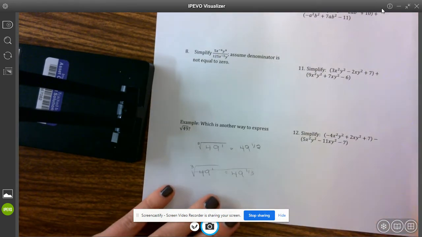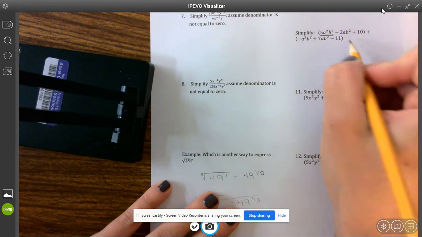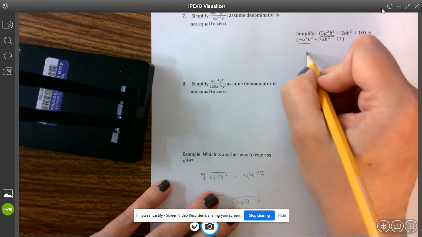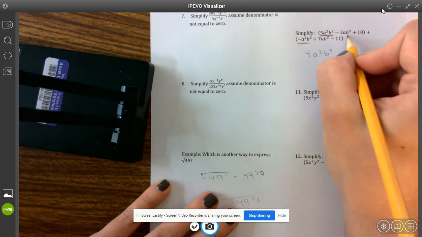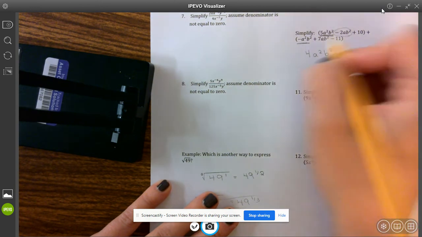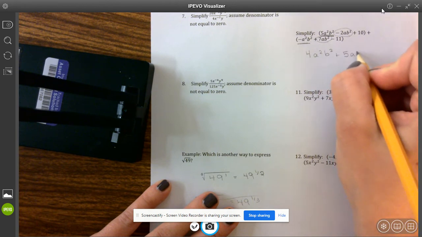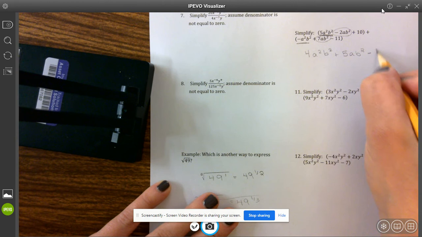And then the next example, it says to simplify. So anything that's an a squared, b squared goes together. We have a negative a squared, b squared. So it's 4a squared, b squared, since it's a negative 1. I have a negative 2ab squared and a 7ab squared, which is a positive 5ab squared. Then we have a 10 and a negative 11, which is negative 1.